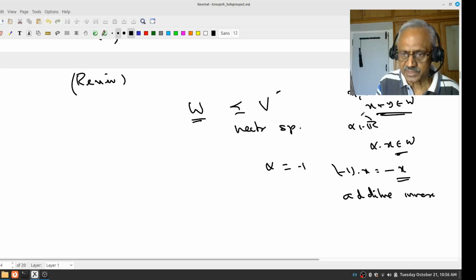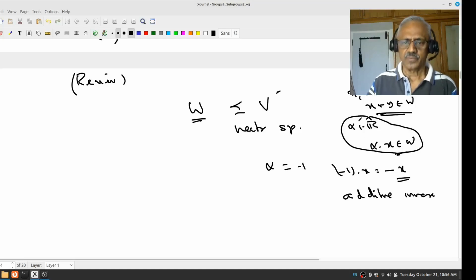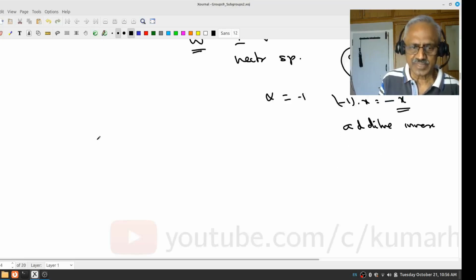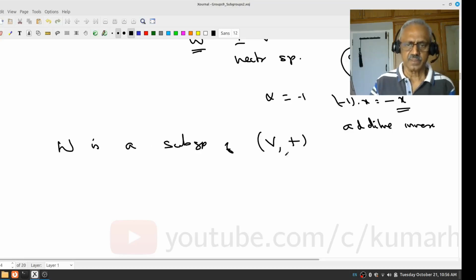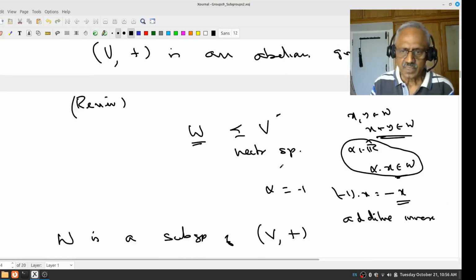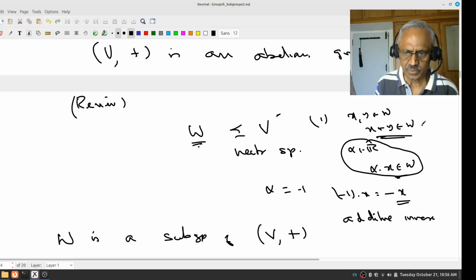We need this condition. Are you following? Therefore, if W is a vector subspace, then W is a subgroup of V under addition. Do you understand this? The only subtlety is that the vector subspace definition involves two conditions. The first condition is whenever x and y are in W, x plus y is in W. That shows W is closed under addition. Then I have to show whenever x is there, its additive inverse minus x is there.